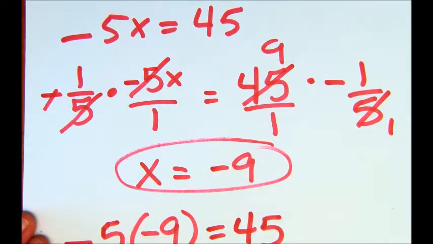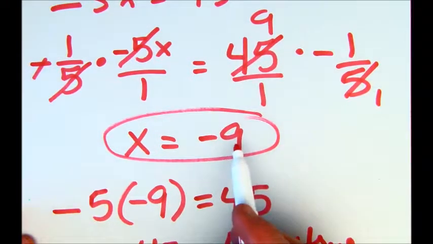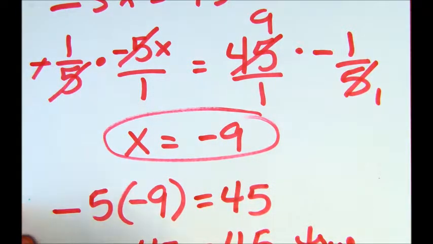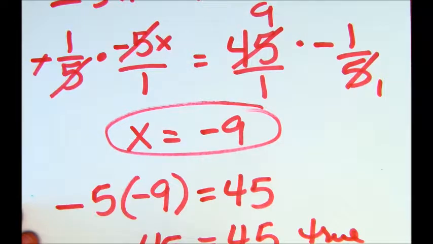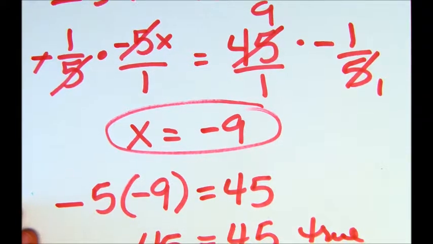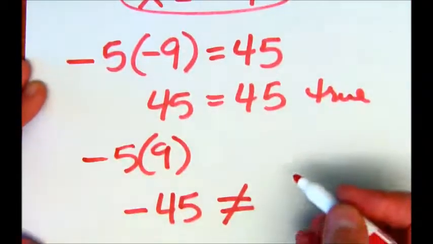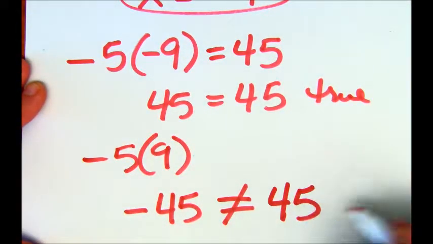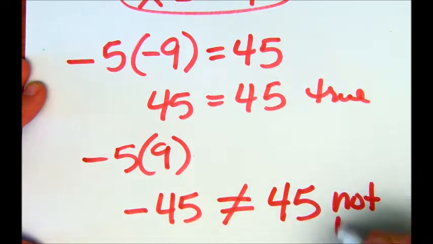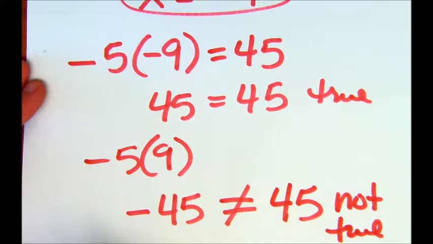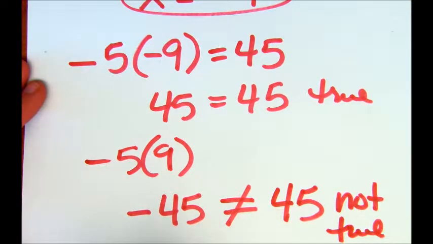True. Now, if you weren't sure about that negative and you just plugged in a positive, you would know that negative 5 and positive 9 would give you negative 45. And notice that is not the same thing as 45, so that's not true. So checking is always a good way to make sure you have the right number for the solution, but also the right sign.